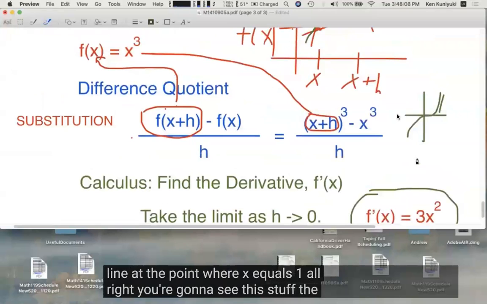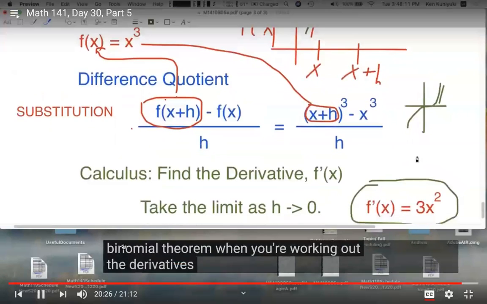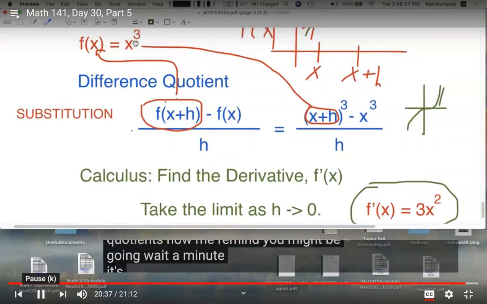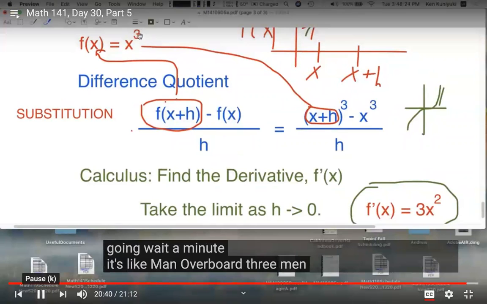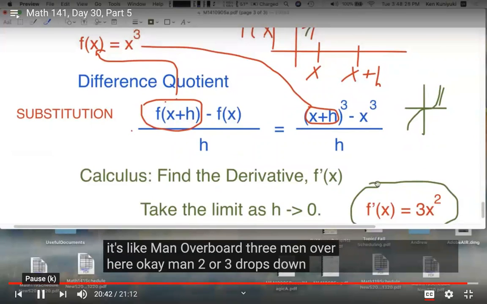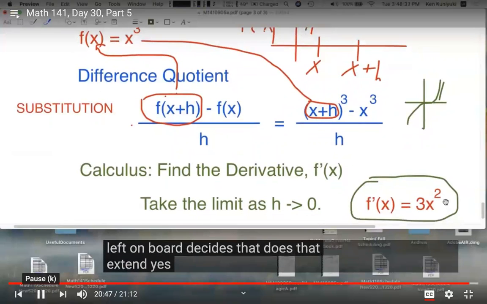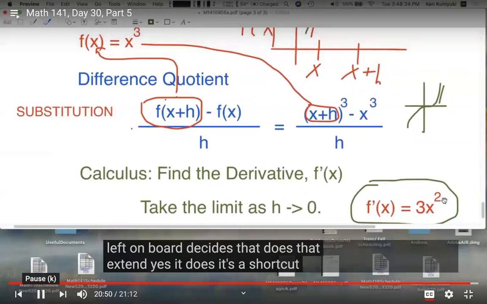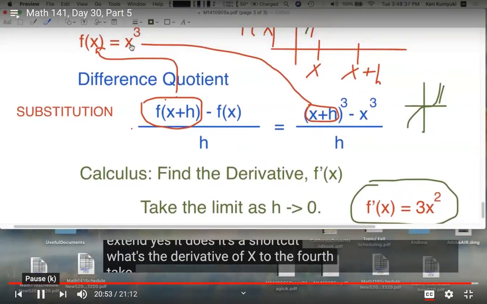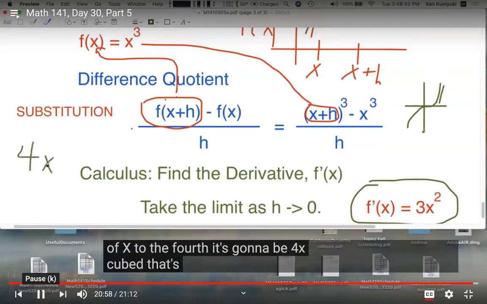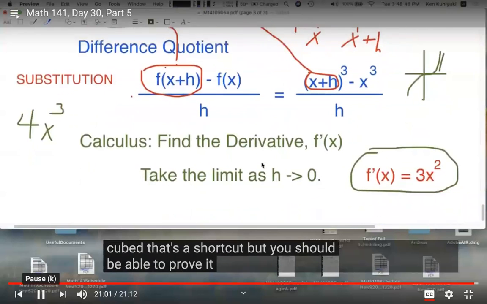All right, you're going to see the binomial theorem when you're working out the derivatives of polynomial functions using the limit definition of derivatives, which employs difference quotients. Now, bear in mind, you might be going, wait a minute. It's like man overboard. 3 men over here. Okay, man number 3 drops down. 2 men left on board. Does that extend? Yes, it does. It's a shortcut. What's the derivative of x to the 4th? Take a wild guess. It's going to be 4x cubed. That's a shortcut, but you should be able to prove it.